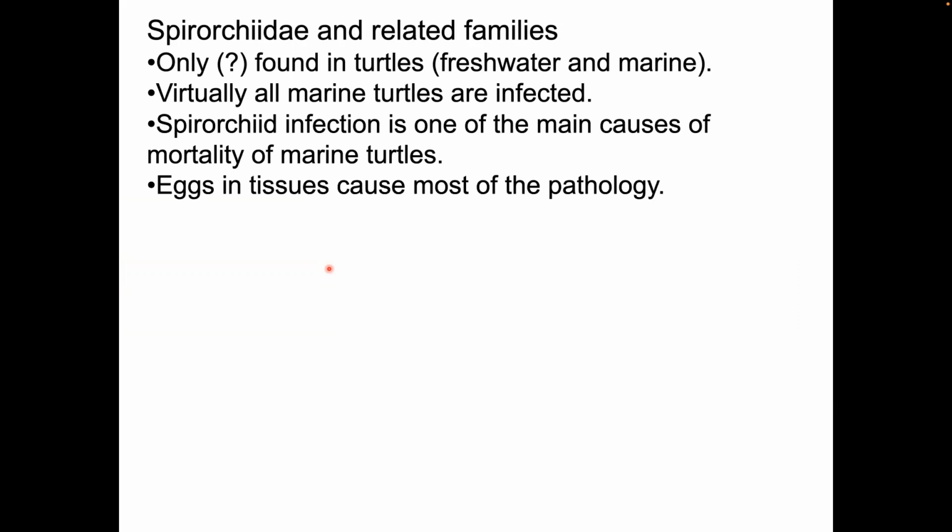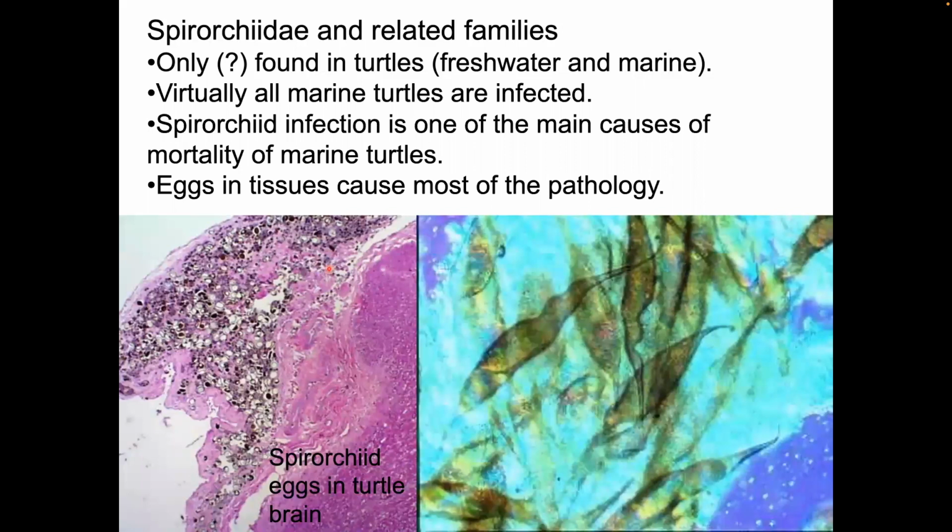And at least in parts of Australia, these spirorchid infections are the main cause of mortality of sea turtles. Really, the main cause now is people. It's boats running over them. It's people digging up the eggs. It's people catching the turtles in the sea and eating them or whatever. And it's the eggs in the tissues that cause most of the pathology.